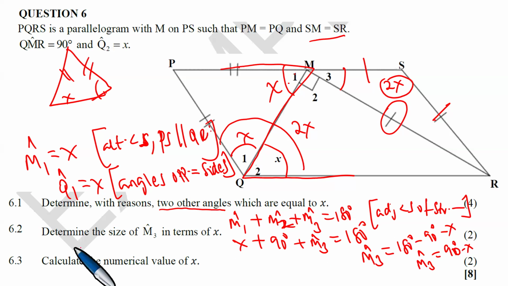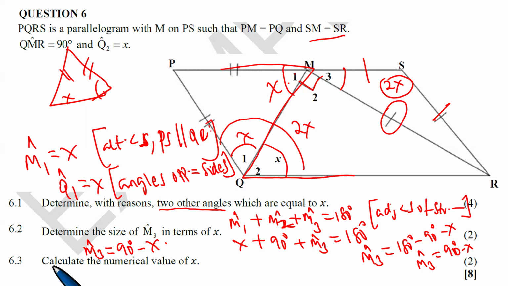Okay, so M3 is 90 degrees minus x. M3 is 90 degrees minus x. Okay. 90 degrees minus x. Next question. Okay. Yeah. Because you can add this and this, and this is already 90. You know, that is already equal to 90.